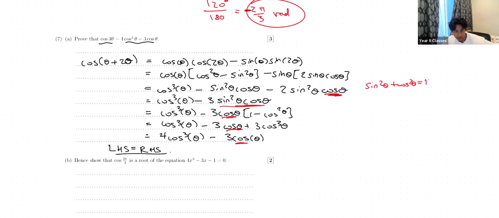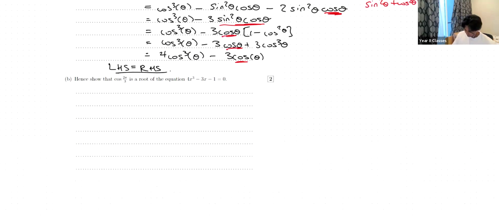Now, second part. This one is, I would say, the more challenging part theoretically. So we want to use part A to show that cos 2 pi on 3 is a root of the equation 4x cubed minus 3x minus 1 equals 0. Again, I'll give you 30 seconds to have a little think about it.